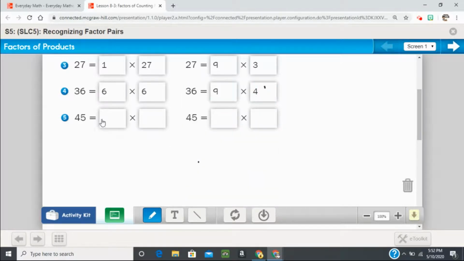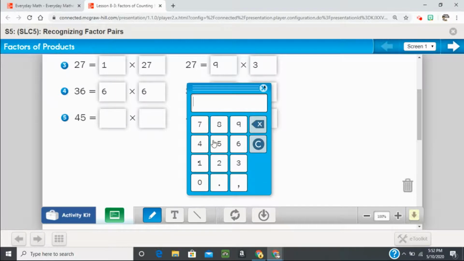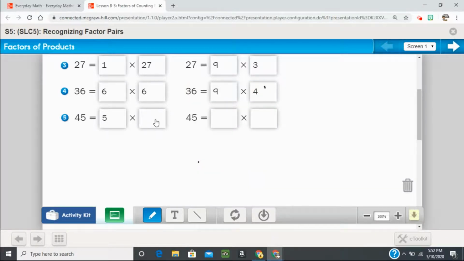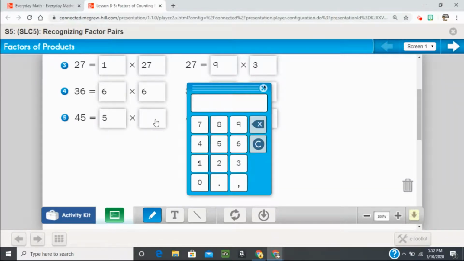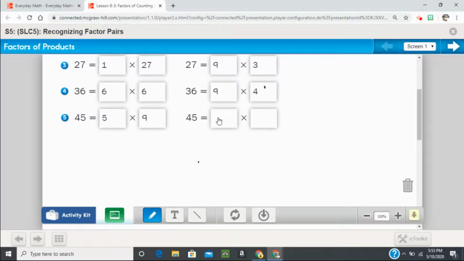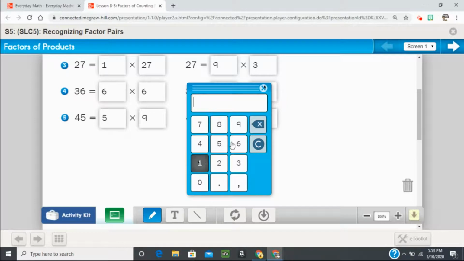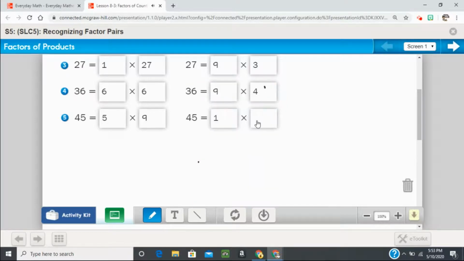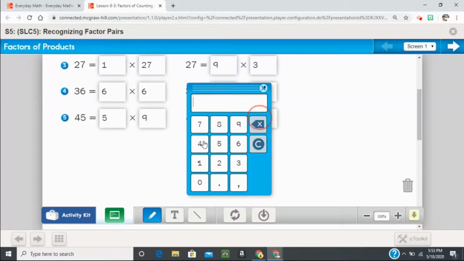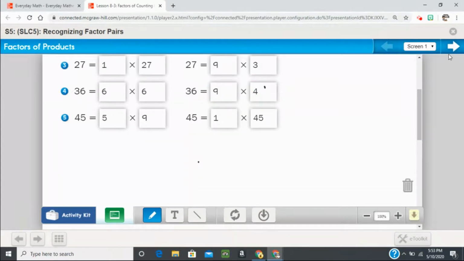Awesome. Finally down here, 45 ends in a 5, so that I know 5 is a factor there. It's actually 5 times 9. And I also know that I can multiply it by 1. So 1 times 45 is also factors. Good.